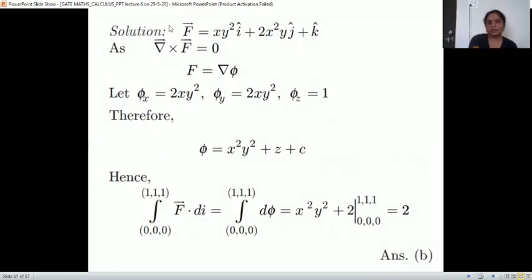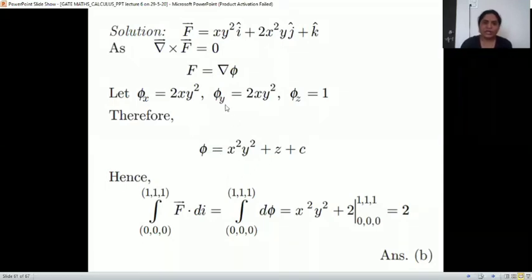And if we check del cross f bar for this f bar, we get 0. And whenever the field is irrotational, or del cross f bar is 0, we know that f bar is equal to del phi, right? So del phi is what? Dou phi by dou x i bar plus dou phi by dou y j bar plus dou phi by dou z k bar. But f bar is del phi. So comparing these two, we get phi x is 2xy square, phi y is 2x square y, and phi z is 1, right?